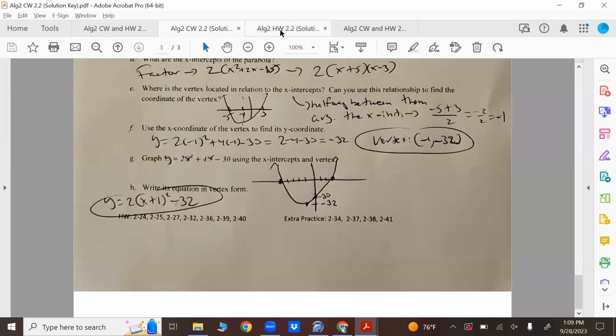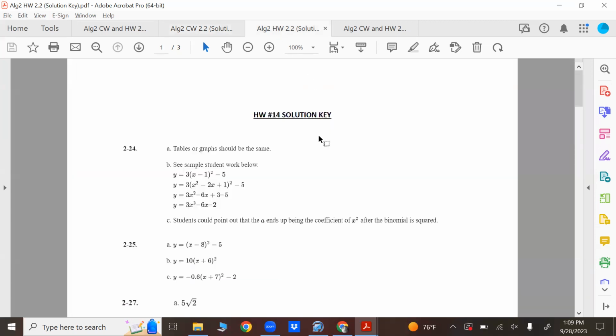So I know I spent half an hour on the video. Now let's talk about the homework. The solution key is up. I'm going to try to give you guys solution keys in advance.